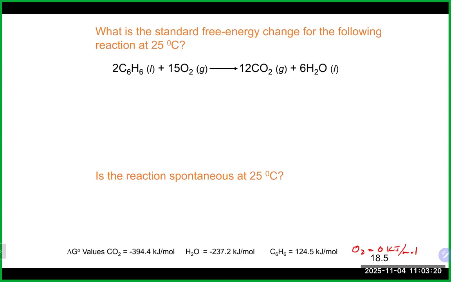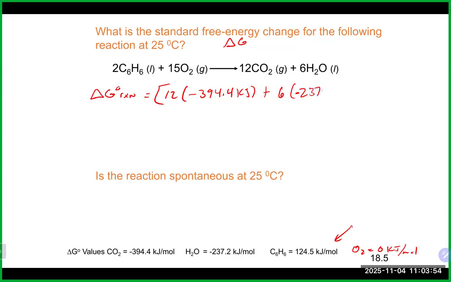Okay, so let's take a look. In this case, we're just given the equation. We're looking for the standard free energy change. That's our delta G. If it was not given to you, obviously you would need to look up those values in a table. So here we're going to do products minus reactants. Our delta G here is going to be, for our product side, 12 times our CO2, which looks like negative 394.4, plus 6 times our water, whatever's down there, negative 237.2.